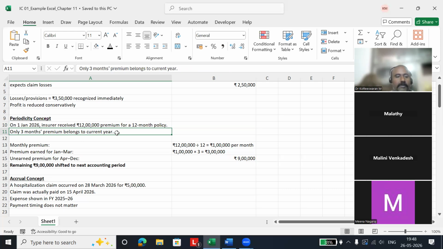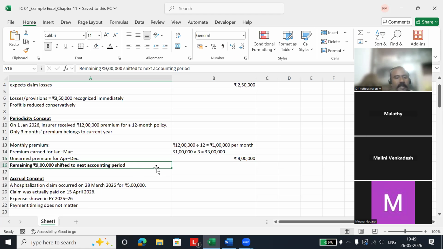is what we can account. For example, monthly premium earned is Jan to March. So April to December is unearned premium. We'll keep it as an unearned premium. Premium is going to come, but even if you receive the premium, we cannot cover that in this account because the risk is there for the next year also. So the remaining 9 lakh rupees is shifted to the next accounting period.